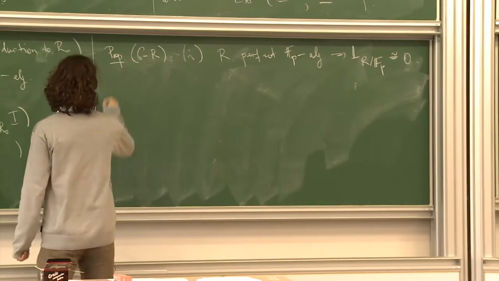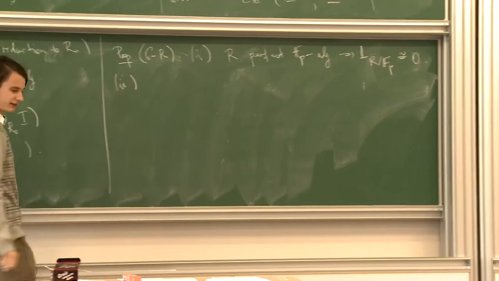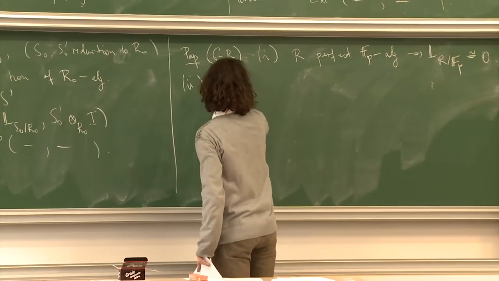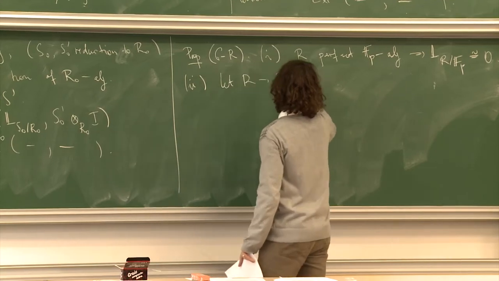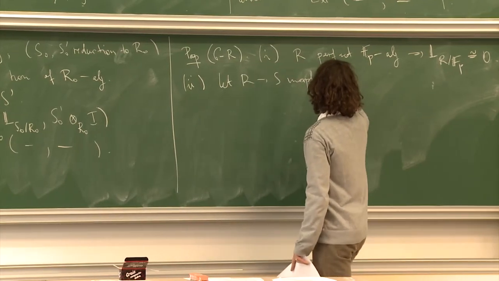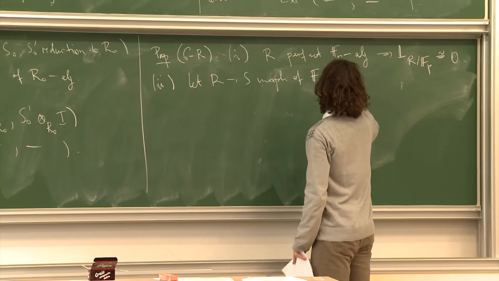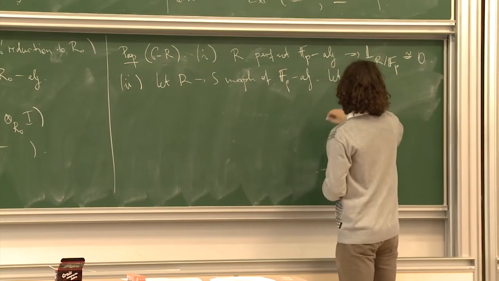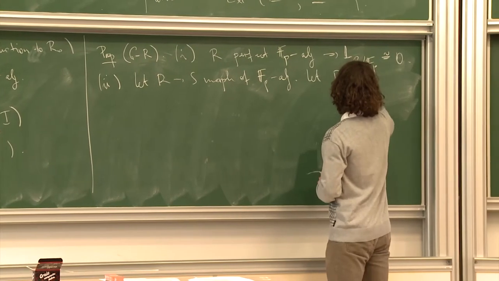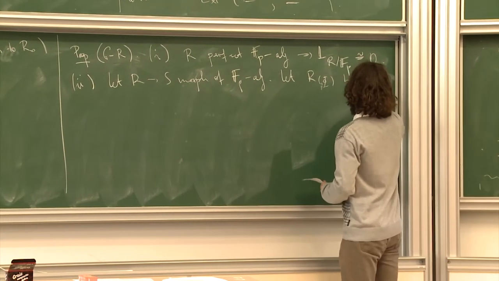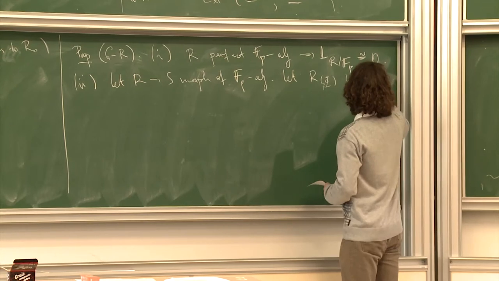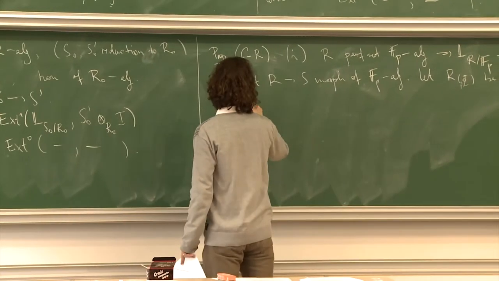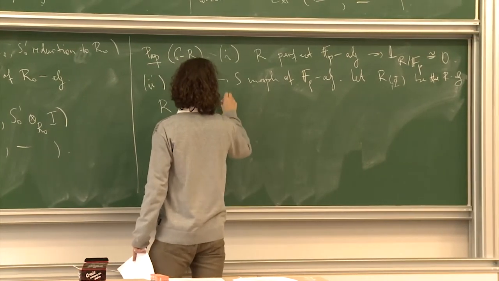So, we will need a slightly enhanced version of this. Let R to S be a morphism of FP algebras. Let R lower phi be the R algebra R via the homomorphism via the Frobenius.